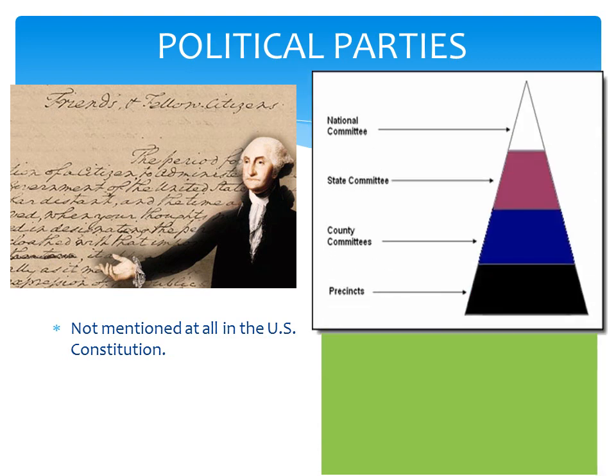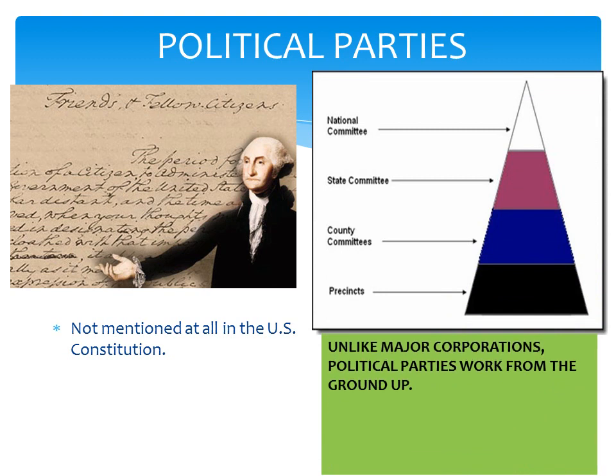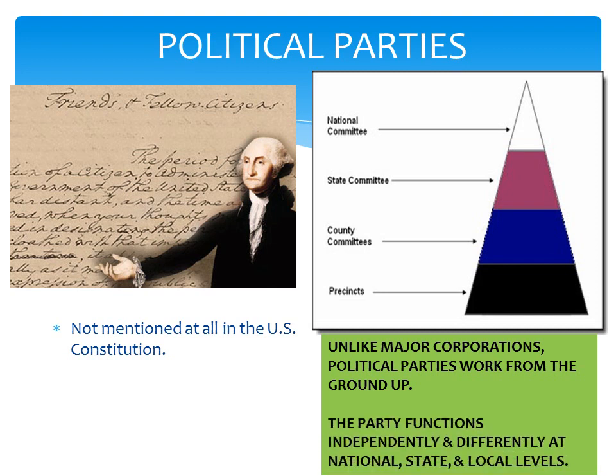In the United States, political parties are actually organized quite the opposite of major corporations, which are usually top-down. Political parties are actually ground up in the United States. This means that there are very largely independent levels of parties at the national, state, and local levels.